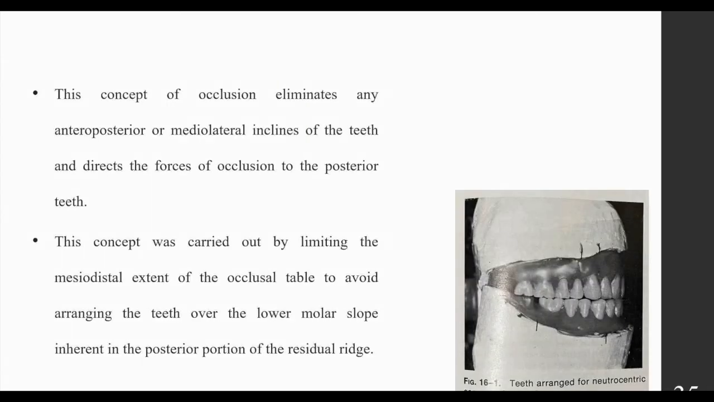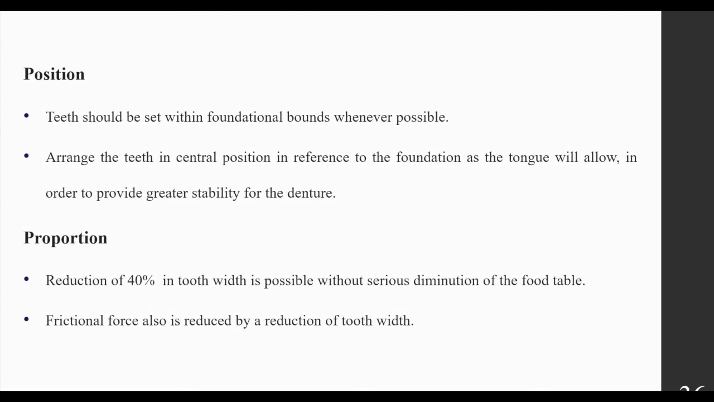This concept of occlusion eliminates any anterior, posterior, or mediolateral incline of the teeth and directs the forces of occlusion to the posterior teeth. And there are 5 factors in this occlusal scheme: position, proportion, pitch, form, and number. Now, in position, the author recommends the positioning of the posterior teeth in as central a position in reference to the foundation as the tongue will allow. The teeth should be set within the foundation bounds whenever possible.